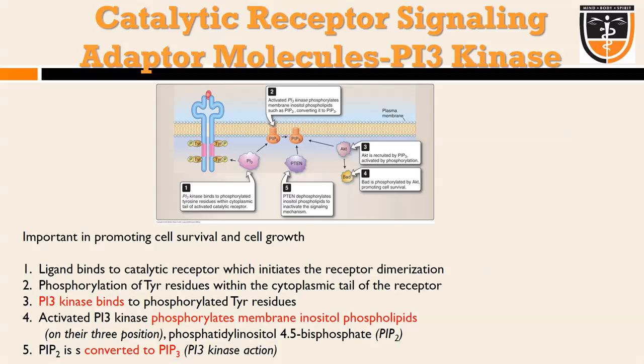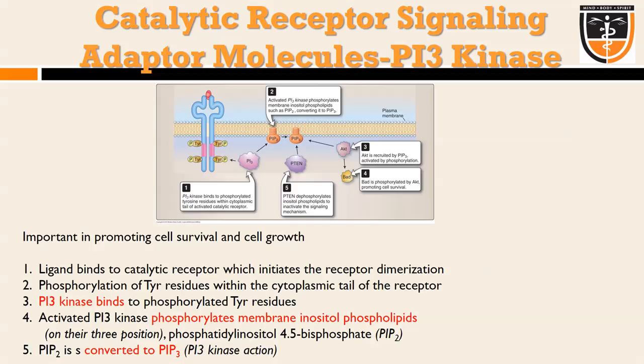So this is another adaptor protein known as PI3 kinase. It's very important in promoting cell survival and cell growth. It stimulates cells to survive and grow, okay? So what happens? You have ligand binding to catalytic receptors, which will initiate receptor dimerization, two receptors attached to each other. Now we know there's going to be activation of the tyrosine kinase inside that will now phosphorylate tyrosine in it. The receptor lights up, okay, gets active. Now, PI3 kinase will bind to these phosphorylated tyrosine residues. It can bind to them directly.